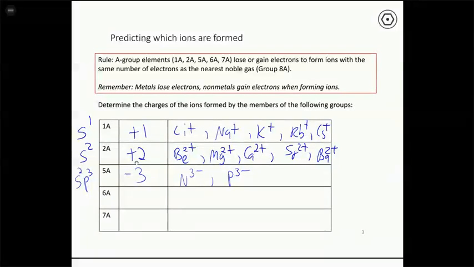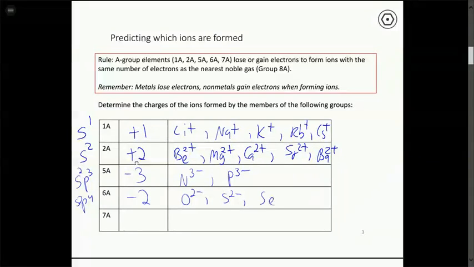And then 6A is the same story. We have an s2 p4 configuration. By adding 2 electrons, you're going to get to the s2 p6 valence configuration of a noble gas. So these would form -2 anions, and so oxygen, sulfur, and selenium would form -2 anions.